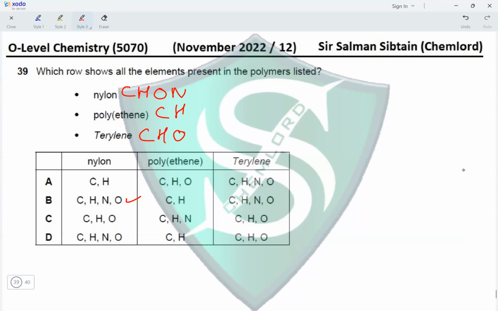So options B and D are correct. A and C are missing elements. So let's continue with options B and D. In polyethylene, we would have only carbon and hydrogen, which is there in both options B and D. And in terylene, we have only C, H, O. In option B, they have included nitrogen, which is not present. In option D, we have the correct elements, carbon, hydrogen, and oxygen, making option D the correct option for this question.